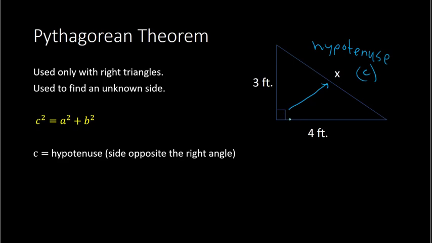Alright, and then the other two sides that are not the hypotenuse are called legs. So we have two legs, and we can let one of them be a, and the other one can be b in the formula. It doesn't matter which one is which. We can let 3 be a and 4 be b, or 4 can be a and 3 can be b. Now we can use this formula to solve for the unknown side.